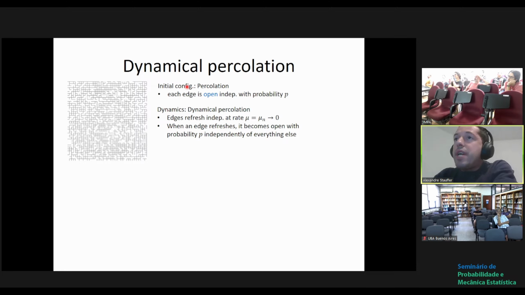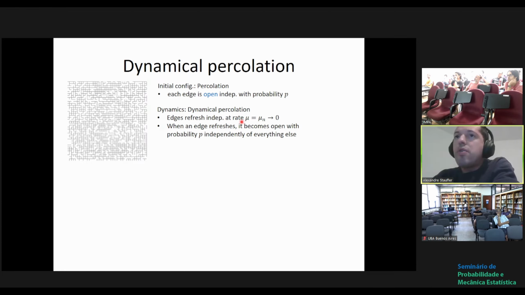The initial configuration is just percolation: take each edge and independently declare it open with probability p, closed with probability 1 minus p at time 0. And then from that time on, the environment evolves as dynamical percolation. That is, each edge has its own Poisson clock of rate mu. Mu is the same for each edge, and it may depend on n. I'll address this in a minute.